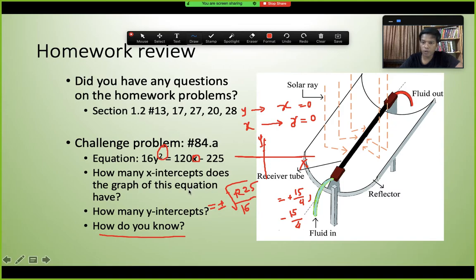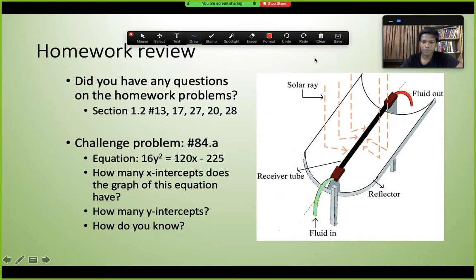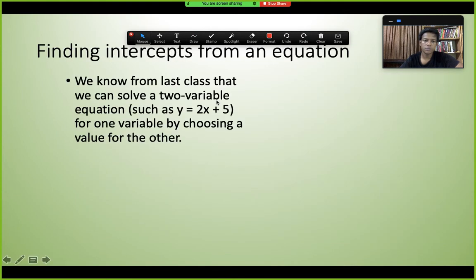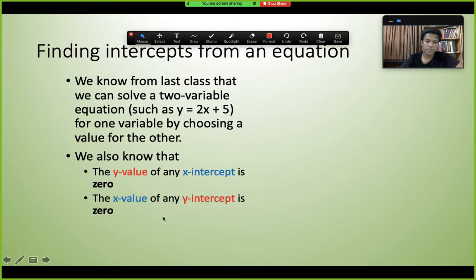Okay, let's recap what we said so far. How many x-intercepts does the graph of this equation have? Since the power of x is 1, we will have 1. How many y-intercepts will we have? Normally, we should have 2 y-intercepts, but since it is negative here, there is no y-intercept because the square root of a negative is undefined. How do we know? We know it from the power of the x and y. So this is written here.